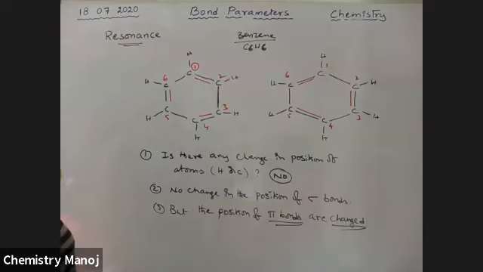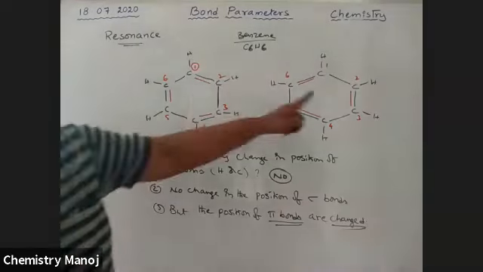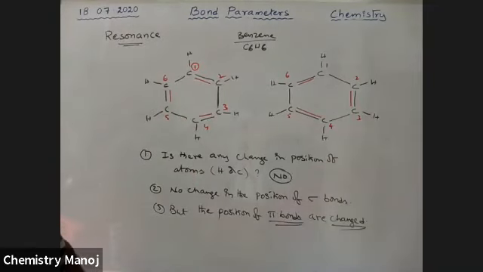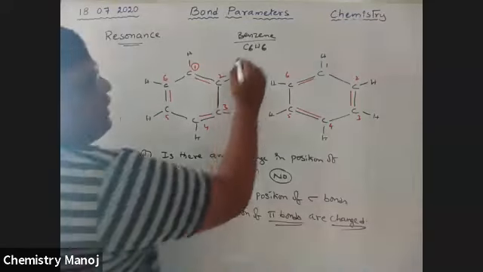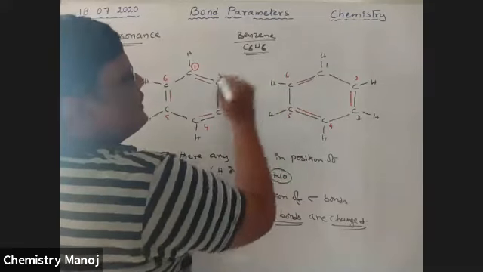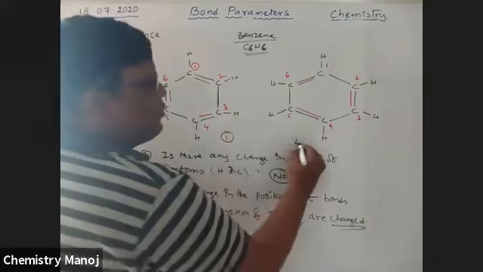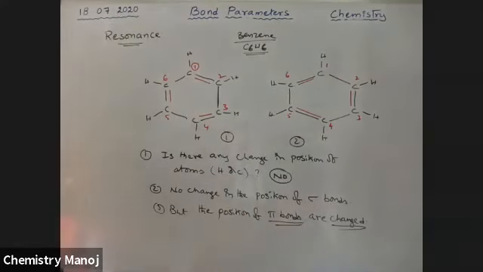Because of the change in placement of pi bonds, there are two structures. Otherwise, I would express a single structure. But here the placement of pi bonds is changed, so that is why two structures are represented. Now finally tell me, boys, is the C6H6 structure this one or that one? Let it be the first one, let it be the second one. Is the first structure or second structure for benzene?